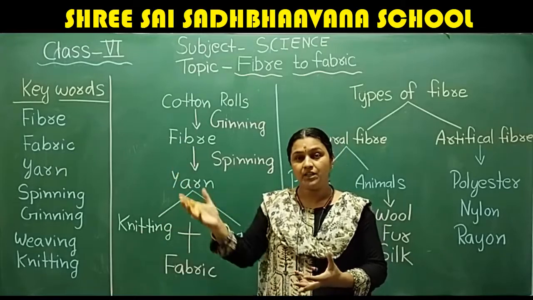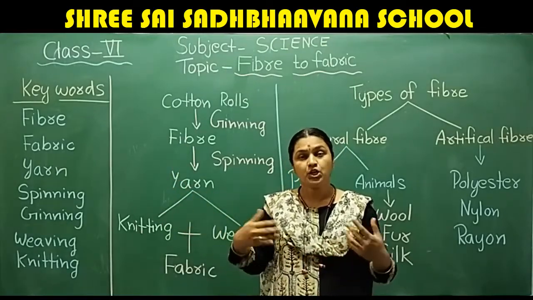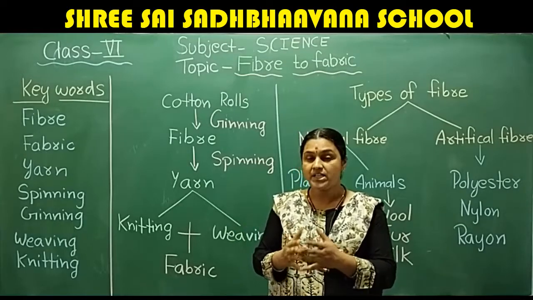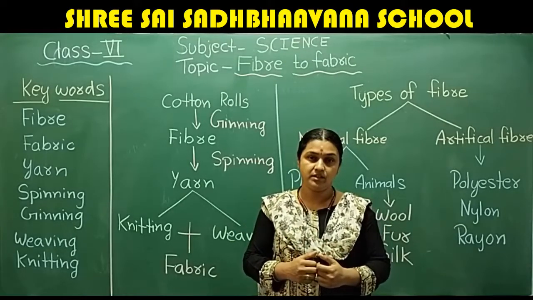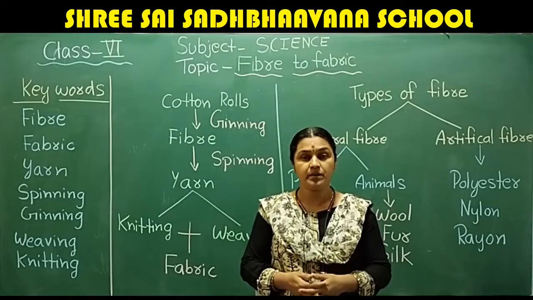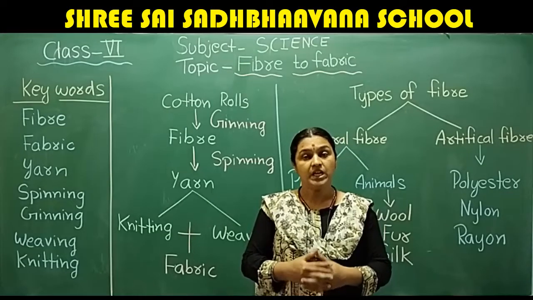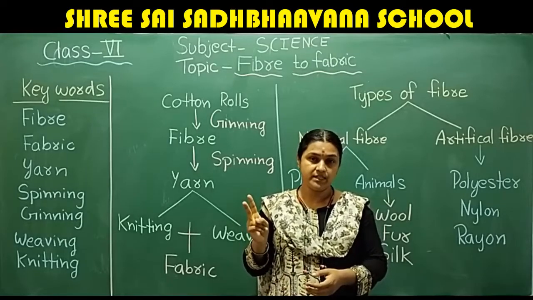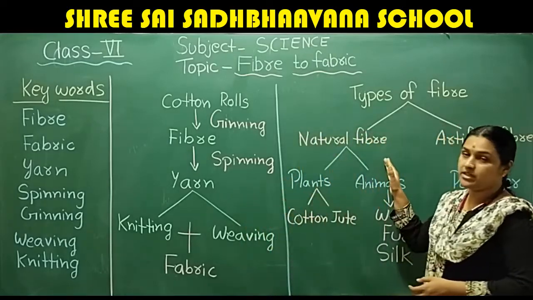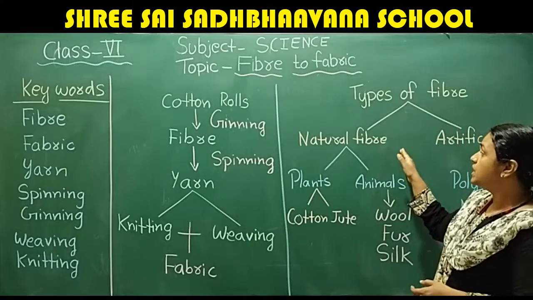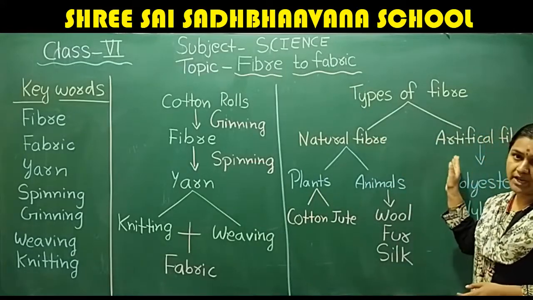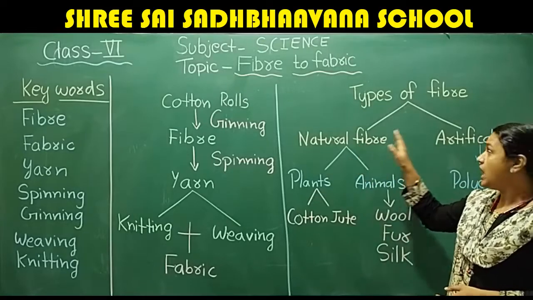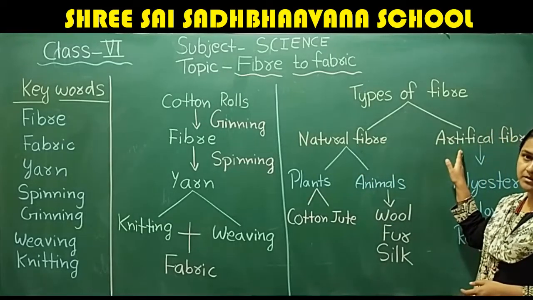We do not get the fiber directly to make a fabric. Even the fiber has to be extracted. But from where do we get this fiber? The fibers are available in two categories. If you look at the flow chart here, the fiber is divided into two categories. The name itself says it: natural fiber and artificial fiber.